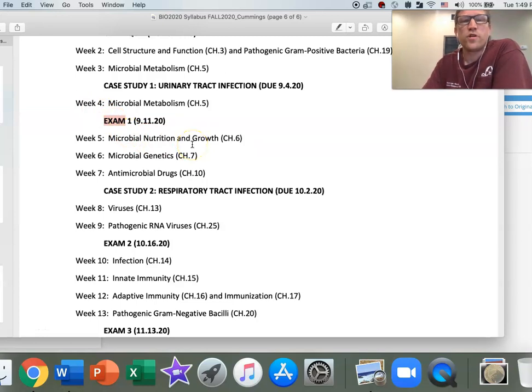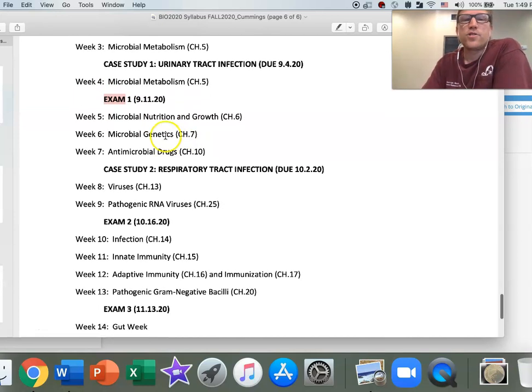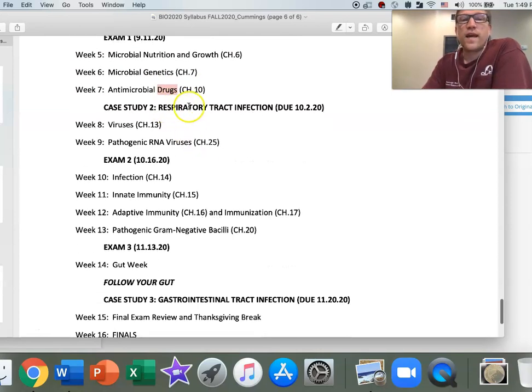We'll move into nutrition and growth after that exam, so how do bacteria survive? Then microbial genetics, particularly as they apply to antibiotic resistance. That's the most important feature of genetics in this course, and then we'll get into antibiotics and resistance to those antibiotics. We'll do another case study, on respiratory tract infection, and spend a little time introducing you to the viruses. Two weeks is really about all the time we're going to have to talk about viruses in general.